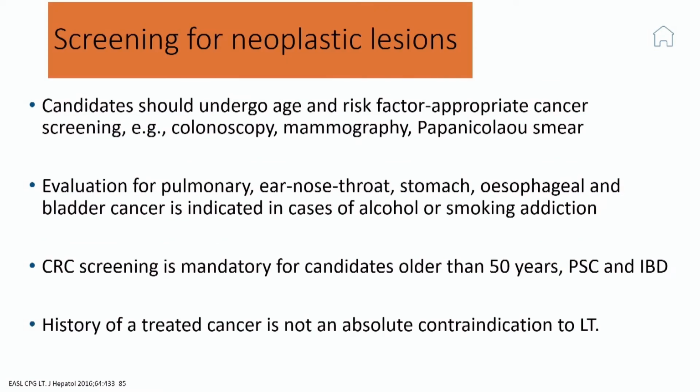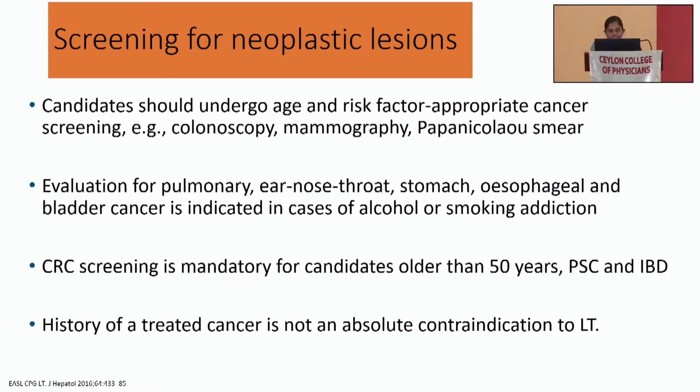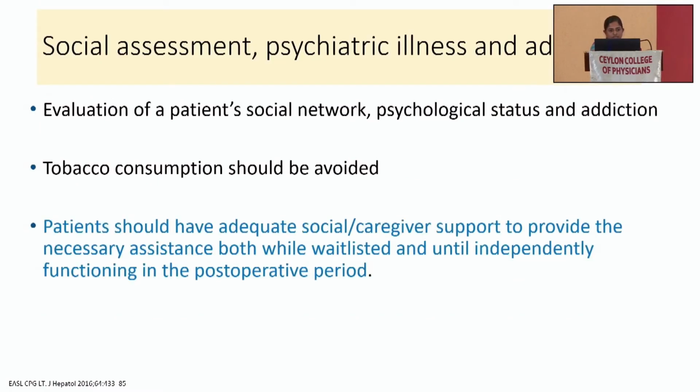And malignancy screening: depending on the age and risk factors, we need to screen with colonoscopy, mammography, and pap smear. If the patient has additional risk factors such as alcohol, smoking or addiction, they should be evaluated with pulmonary assessment, and we need to screen for chest and ENT and stomach cancers. If the patient is elderly with primary sclerosing cholangitis or IBD, we need colorectal carcinoma screening. Having said that, treated cancer is not a contraindication. If the patient has undergone definitive treatment of the cancer with an accepted tumor-free survival period, those patients can be considered for liver transplantation.